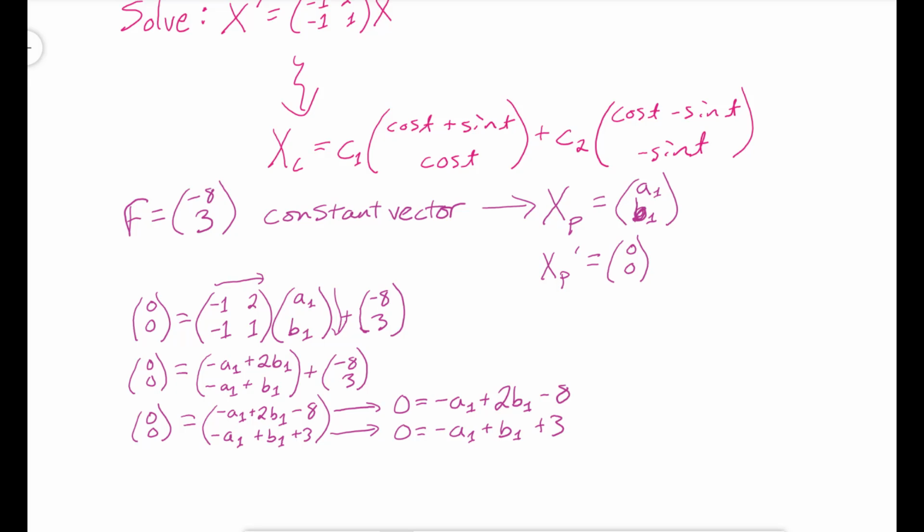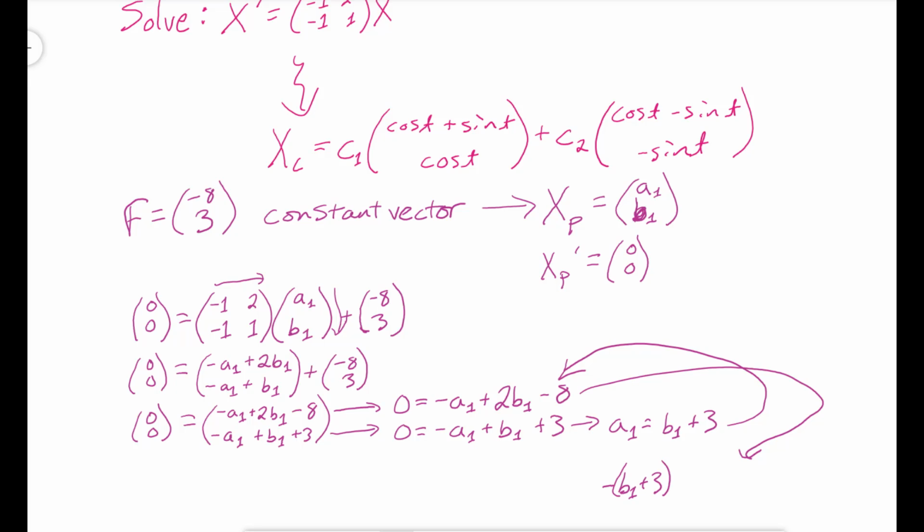And now I have to solve for one of these and then for the other. So I have a system of two equations with two unknowns, and so I can solve. I'm going to solve the second one first. I'll solve it for a1. It's going to give me a1 equals b1 plus 3, and then I'm going to plug that into the first one, which is going to give me negative b1 plus 3 plus 2b1 minus 8. All that is equal to 0.